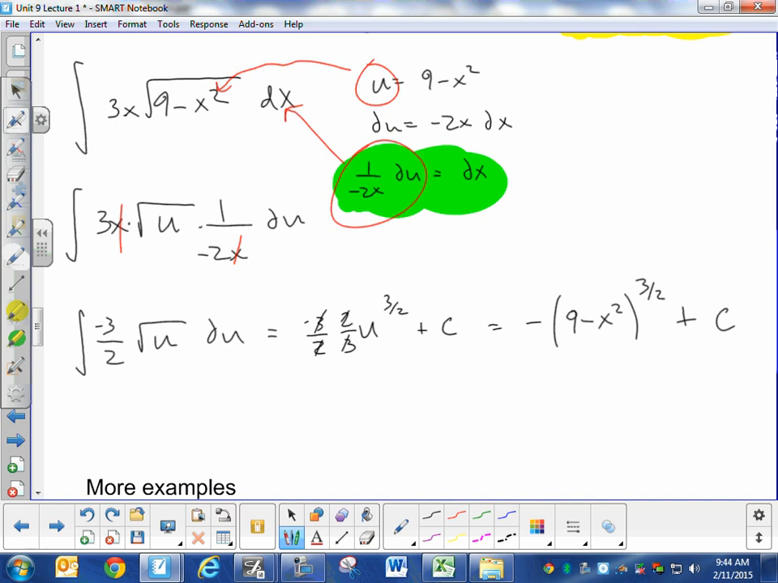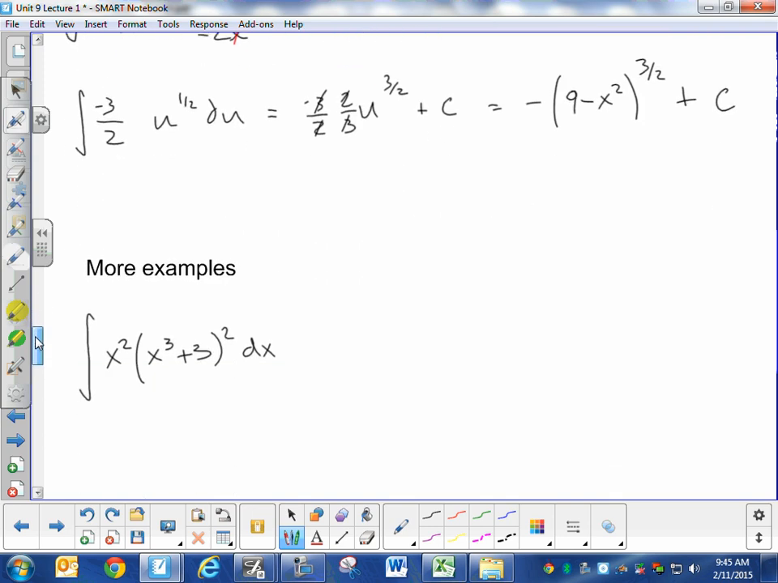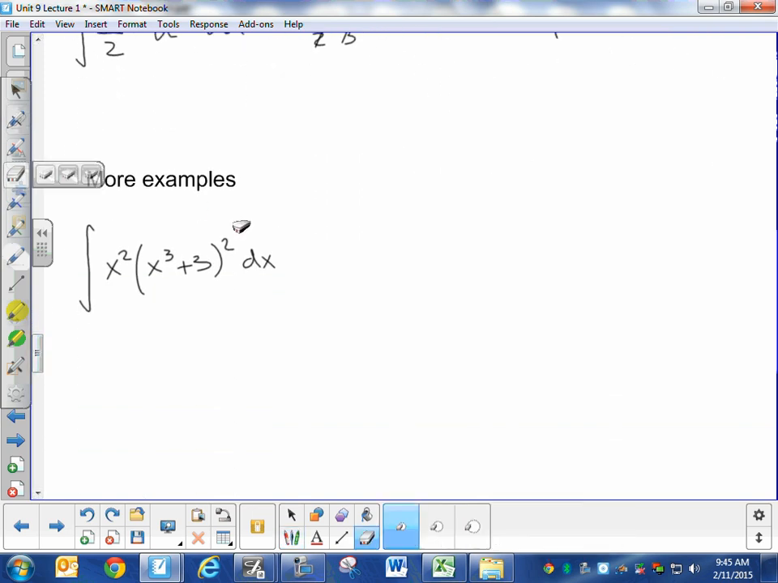Okay, remember, antiderivative of the square root of something, add 1 to the power, multiply by the reciprocal. So this is u to the 1/2. We add 1 to make it 3 halves. We multiply by the reciprocal. Okay? Now, even if you didn't get that one, that's okay. You're going to get this one. What is the antiderivative of x squared times (x cubed plus 3) to the 5th?